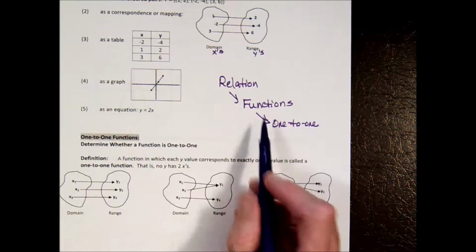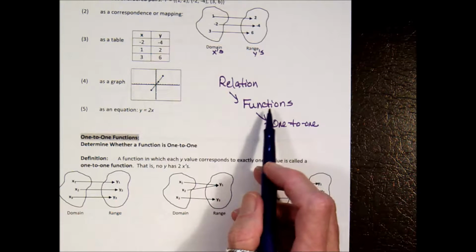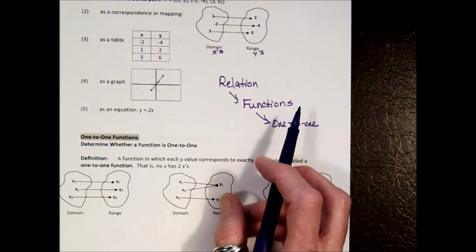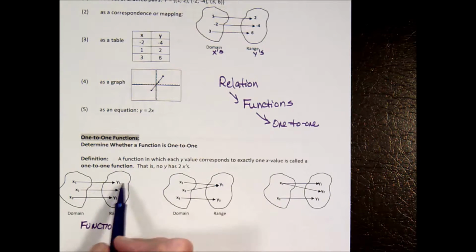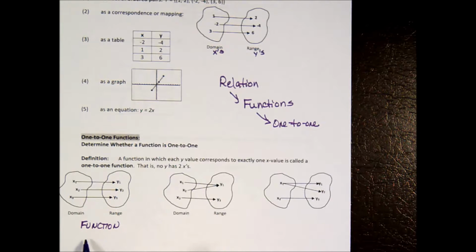Well, the way we defined a function was for every x value, you only had one y. This is just the opposite. So let's first check each of these examples and see if it's a function first. So does every x only go to one y? Yes. So it is a function. Now, does every y only have one x? Does it only correspond to one x? Yes, it does. So it is also one-to-one.